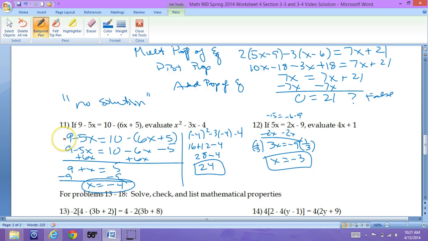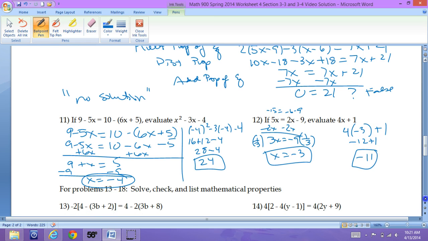Notice that these two problems, or even the third one above that we just finished, don't require that we list the mathematical properties or that we check our work. So whenever you do anything extra, that's an opportunity to earn extra credit. So 4 times -3 plus 1 is -12 plus 1, which is -11.